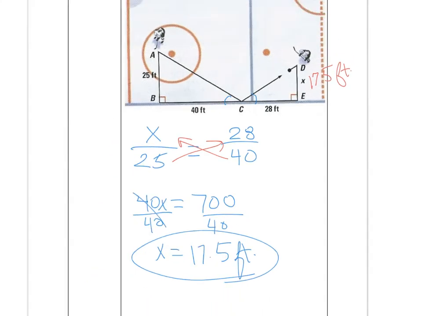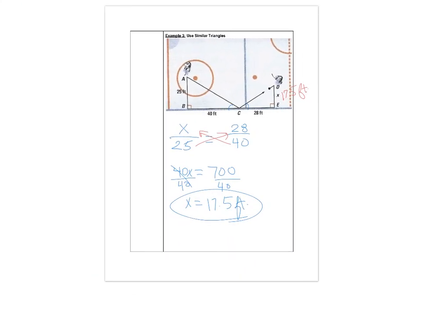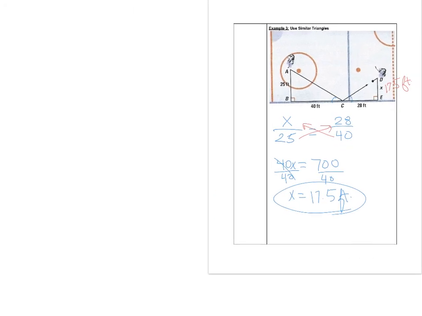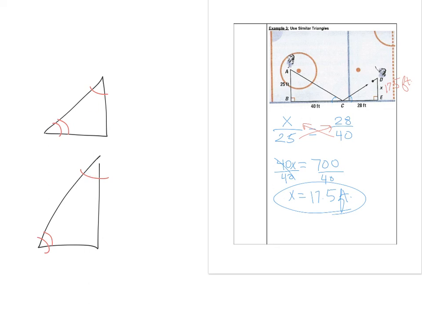All right, that is the general gist of this lesson. Again, in order for two triangles to be similar, no matter what their size, as long as you have at least two angles that are congruent, like we do here, then the triangles are similar to each other. They're not equal. They're similar in size and shape.